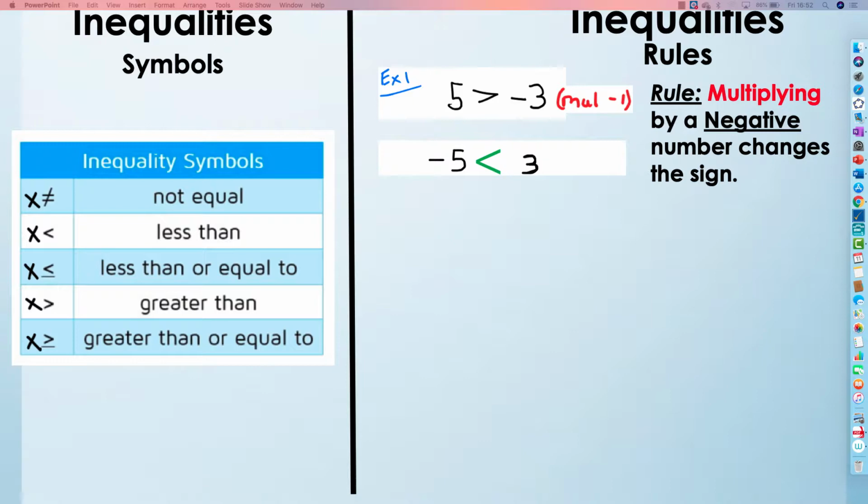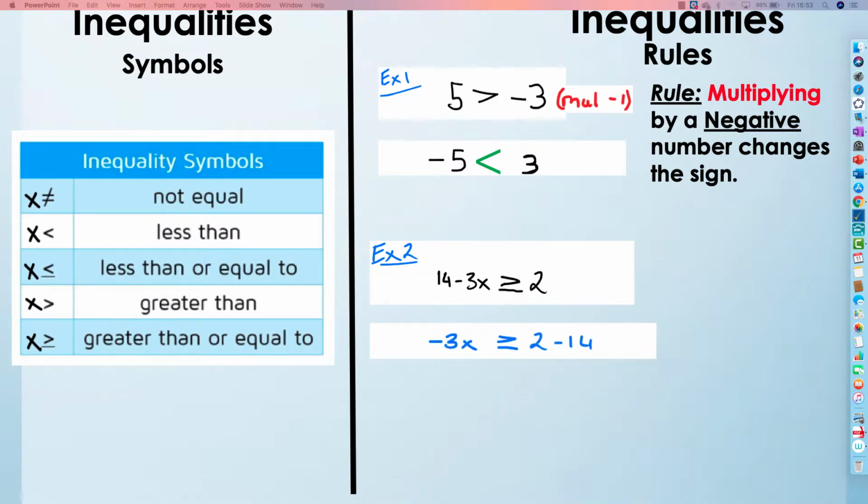The same applies when you divide by a negative number. Very, very important. Whenever you divide or multiply by a negative number, the sign will always flip. So, if you take, for example, 14 minus 3x greater than or equal to 2. X's are always on the left, numbers are always on the right. So the next line is minus 3x greater than or equal to 2 minus 14. What happens to 14 when it comes over? Minus 14. Minus 3x is greater than or equal to minus 12. I want to get x on its own. What do I divide by? Minus 3. We divide by the number in front of x. Minus 3.